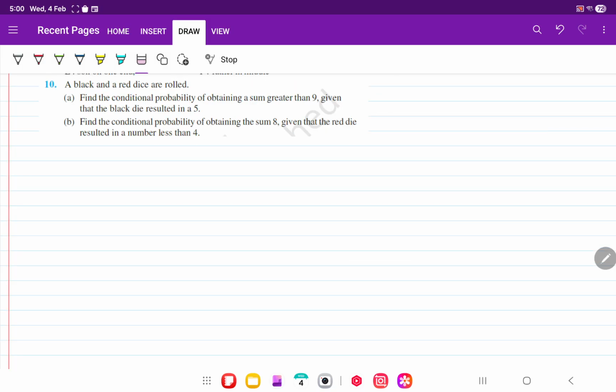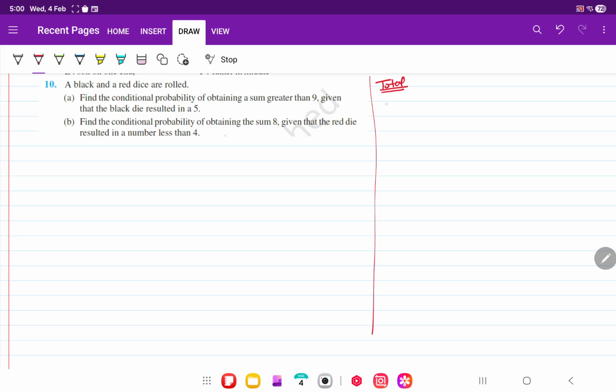See, we will do question 10. This is important to notice, how to deal with such problems. So they are saying there are two dice, black and red. So they are rolling. So we have to see how many total cases there are. If there are two dice, so let me make the total cases.